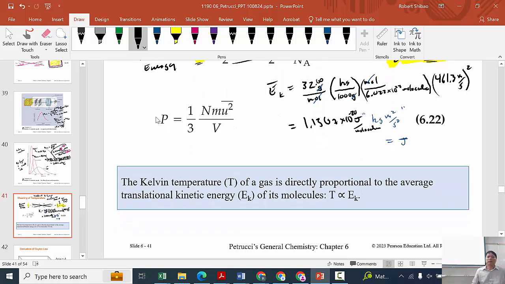Now, why would we want to know the average kinetic energy? The reason is because the temperature is a measure of the average kinetic energy. The Kelvin temperature of a gas is directly proportional to the average translational kinetic energy of its molecules. So T is proportional to E K. This is for an ideal gas, because the ideal gas only has translational kinetic energy. If we're doing a real gas, the equation is a bit more complicated because we'll have to add in rotational energy and vibrational energies to this, so the math gets more difficult.